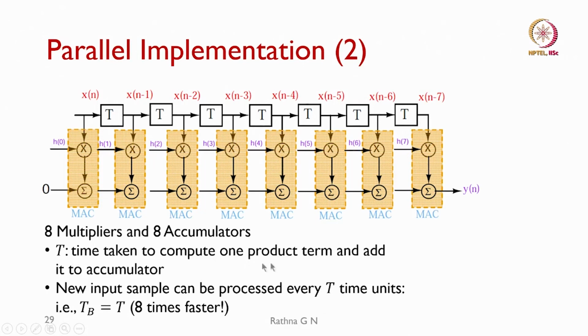T is equal to the time taken to compute one product term and then add it to the accumulator, and a new input sample can be processed every t time units. We call it 8 times faster. That is why you see an exclamation mark, whether I am going to achieve this or not. As I have mentioned, there will be overheads and other things, so we may not get so much speed in this case. One has to bear with whatever we are going to get, with additional overheads.